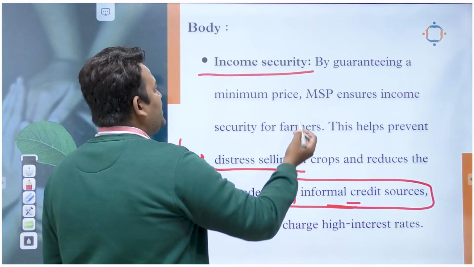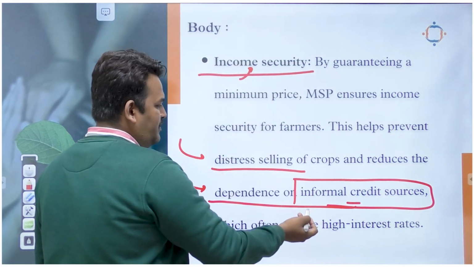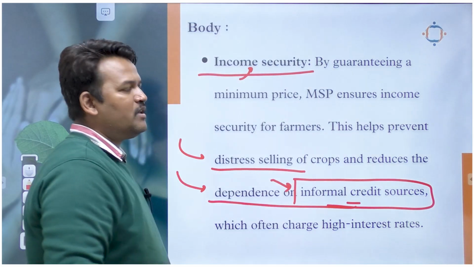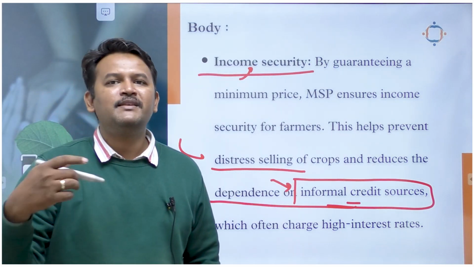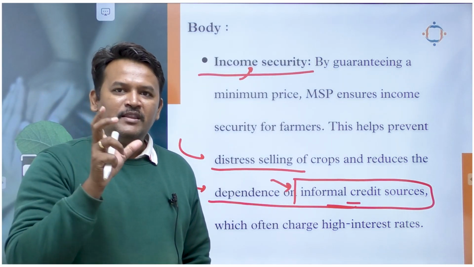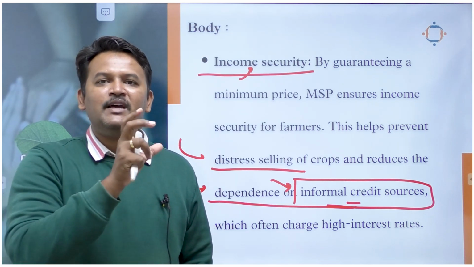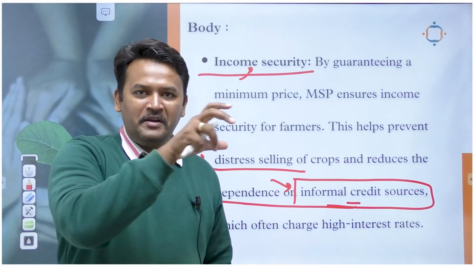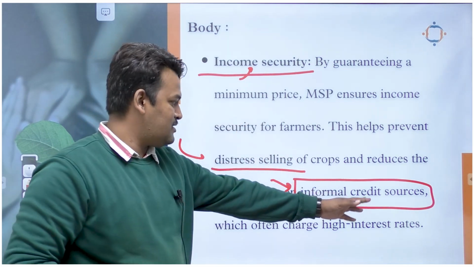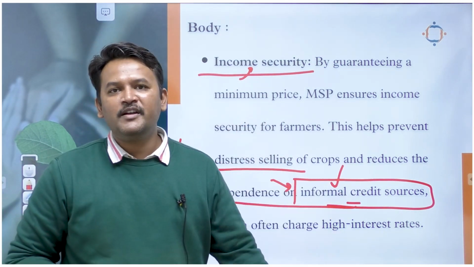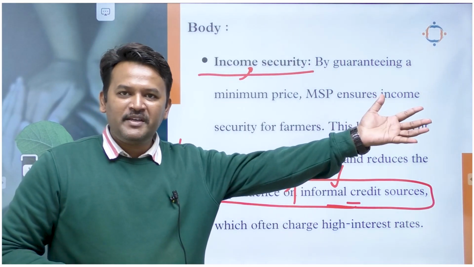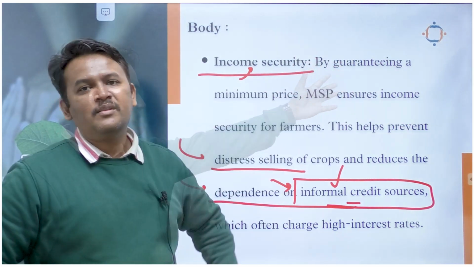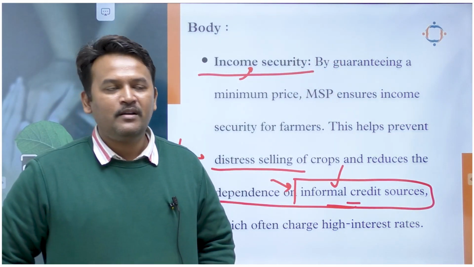If the farmer is getting, let's say, income security here, he will not be going towards these informal credit sources for his basic needs, because there will be a profit margin in that particular MSP, right? Otherwise, the farmer would depend on the informal credit sources. In the MSP case, he will depend on the MSP as well, right?